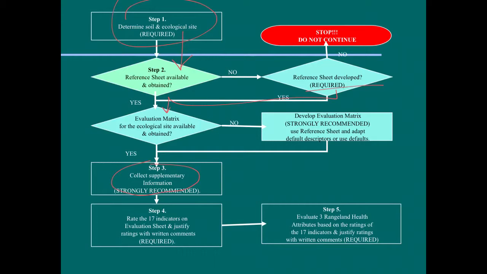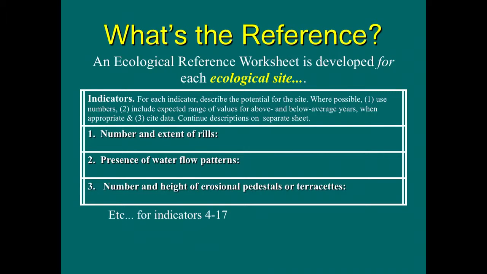Once you have all that information, then you want to go on from there to get an understanding of where the rangeland actually is. So these, what we call 17 range health indicators, are then evaluated. So for any particular ecological site, we need a reference, right?